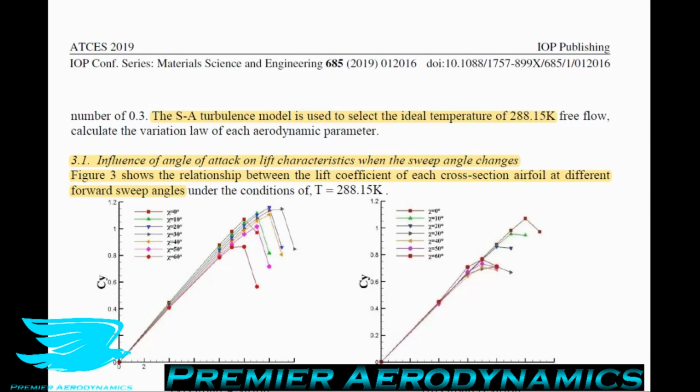Another point to note is that they have an ideal temperature of 288.15 Kelvin. Now, to note this, if you were to use experiments to validate this CFD, you would need to measure the temperature, barometric pressure, and humidity in your wind tunnel to make sure you get the right density of air, because air does change in density by about 2 to 4% every day, and that will make your CFD validation data incorrect. So you need to measure the air density.